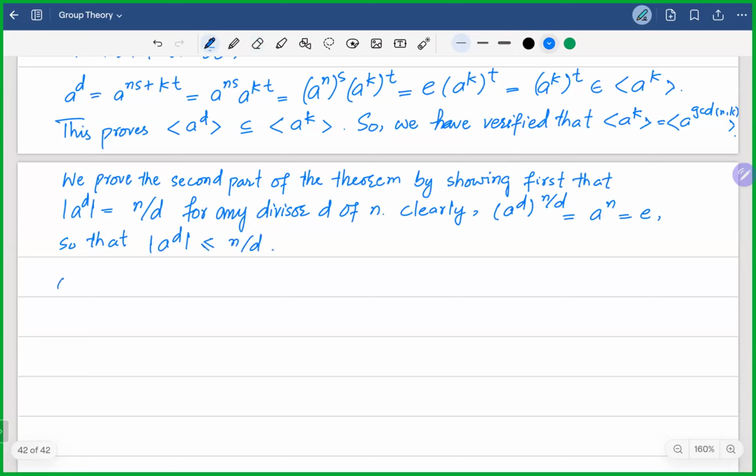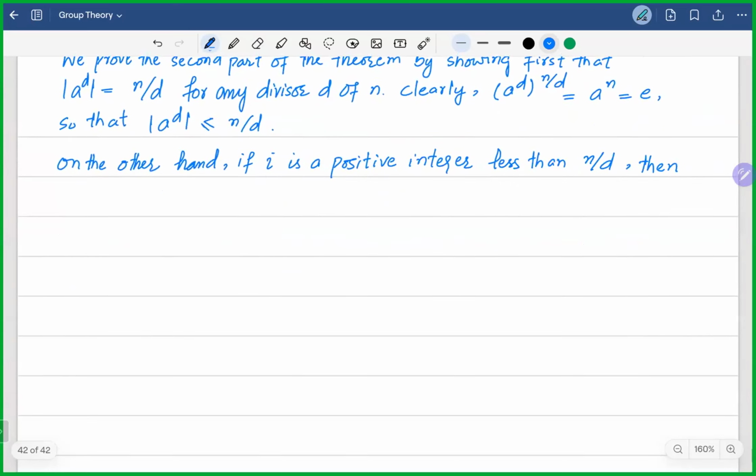On the other hand, if i is a positive integer less than n quotient d, then a power d power i is going to be not equal to e, by definition of the order of a. So we now apply this fact.